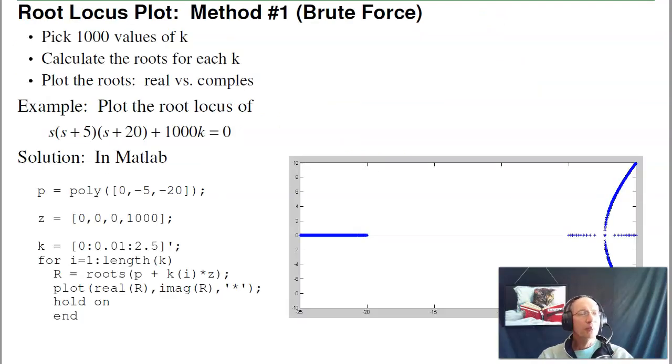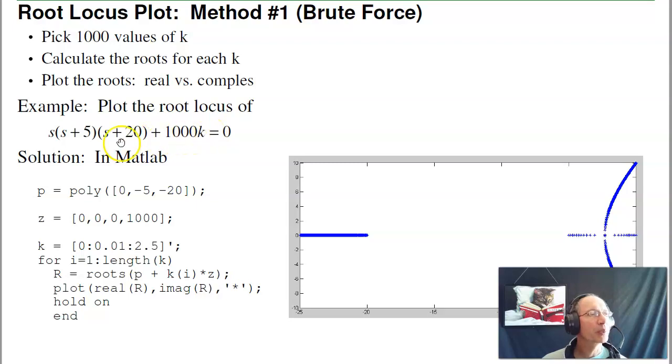Now, to plot a Root Locus plot, there's a couple of different approaches. The approach that Matlab uses is brute force. It's pick 1,000 values of K, or some large number of K, calculate the roots of GK over 1 plus GK for each of those Ks, and then plot real versus complex. This is a numerically really bad way to do it, but Matlab does numerical methods really, really well, so it actually does make sense. For example, if I have the following polynomial, I want to find out what are the roots of this polynomial as K goes from 0 to infinity.